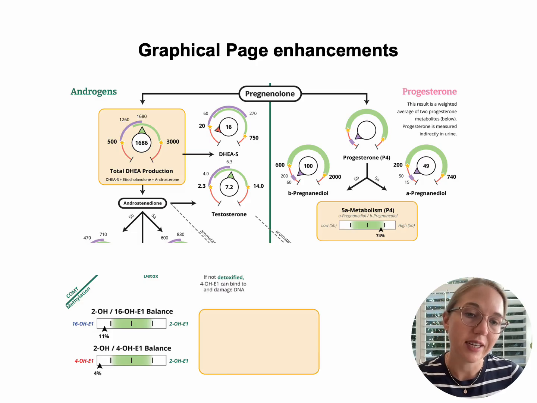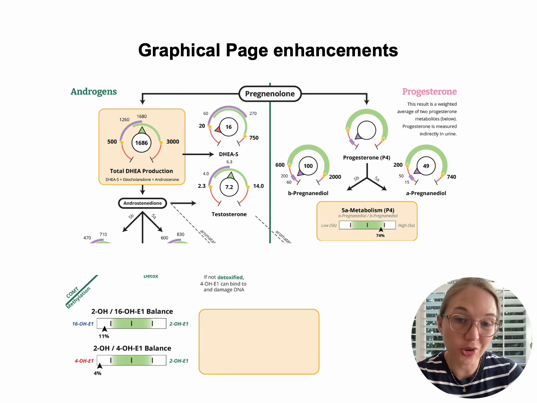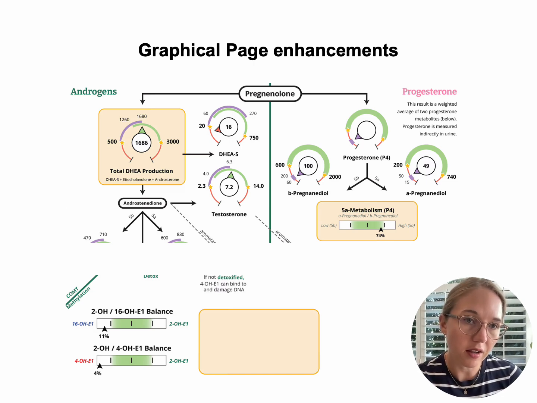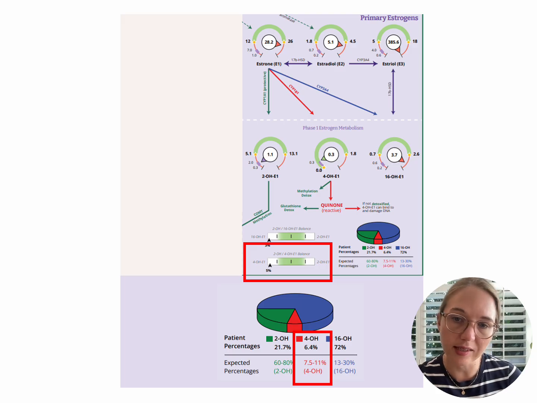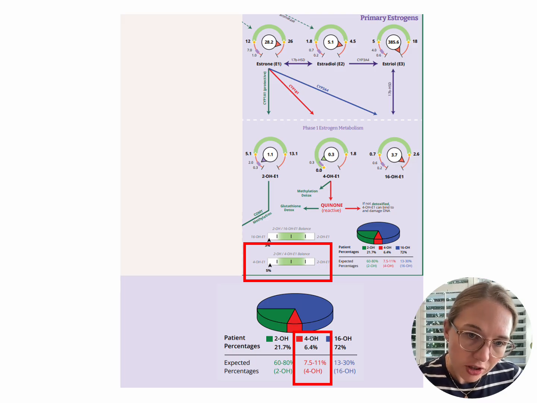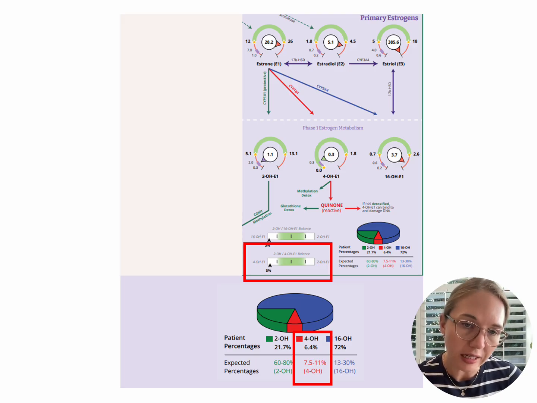And more specifically, if there are any outlier cases that can skew that ratio. So I'm going to show you an example on the next slide where you can see this. If you have a look over here in the pie chart, if you look at the 4-hydroxy, the percentage is sitting at 6.4, which is nicely within range. However, if you look at the sliders slightly above, 4-hydroxy is heavily favored compared to the 2-hydroxy.